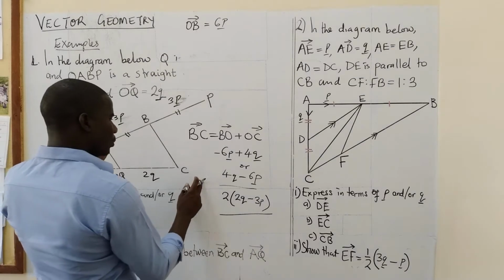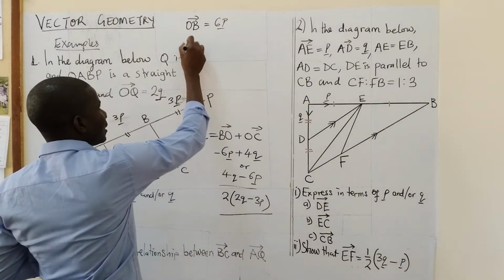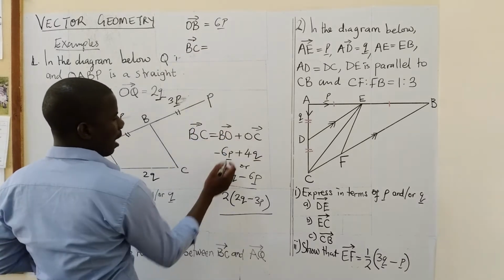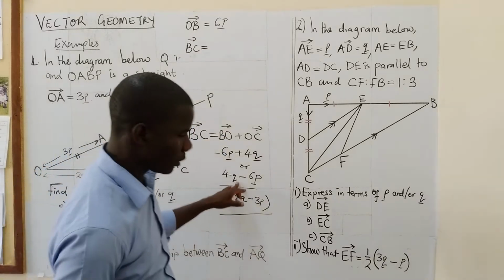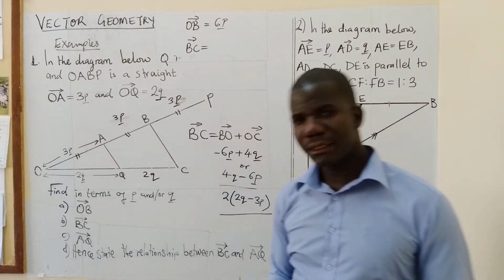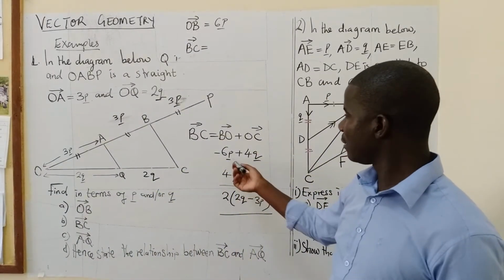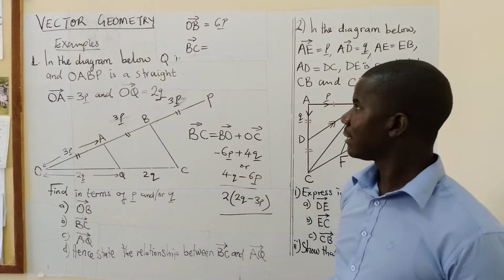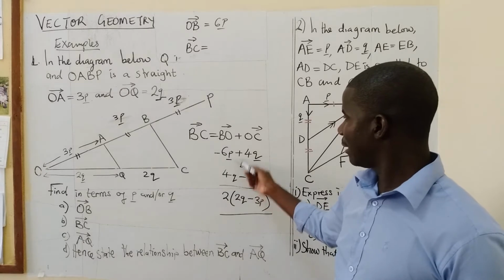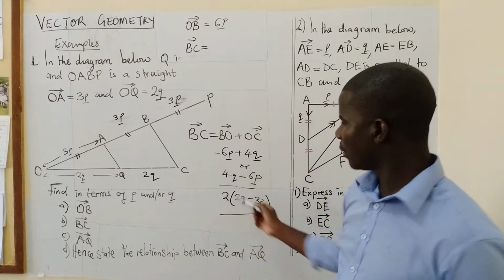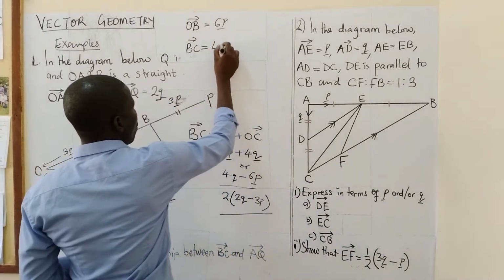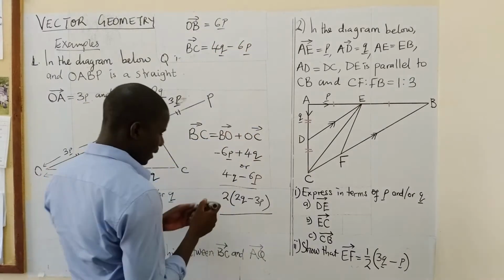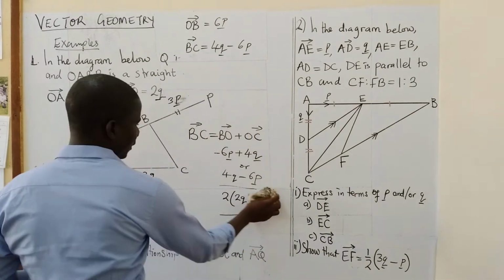So I'm going to take us back here. This is the second one here. I'm going to say BC is equal to what? I'll pick the first one, but I'm sure you saw the simplification that I demonstrated here, that this vector can be simplified in these two ways. But I said I'm going to maintain this one here, or I can still get the second one, which is 4Q minus 6P, without factorization. Alright?